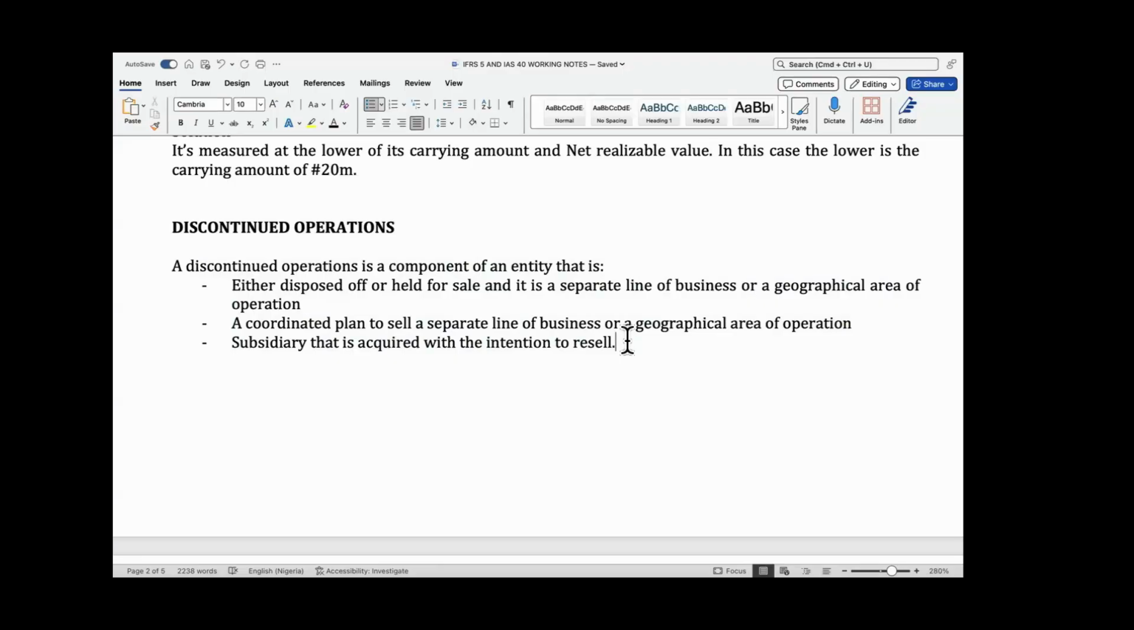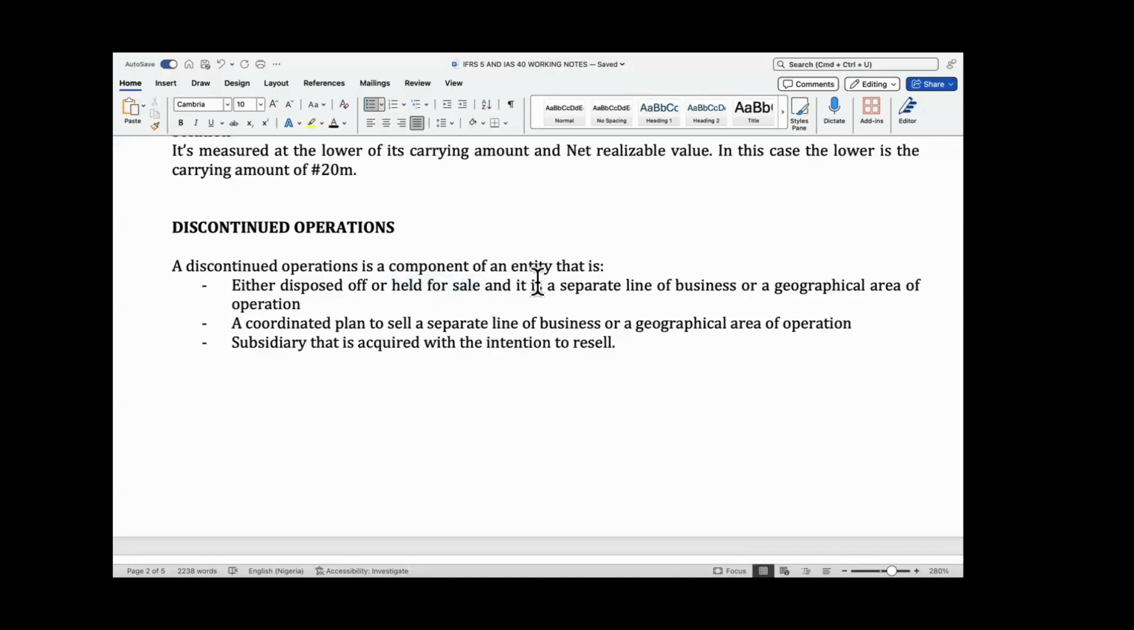So after building a context for you, making you understand that a discontinued operation is a company on its own or part of a company, then I came about this definition from my IFRS 5 that says that it is a component of an entity. And it is either disposed of or held for sale. So it's either you have sold it or you are holding it for sale. Okay, sometimes you might see it as a disposal group.